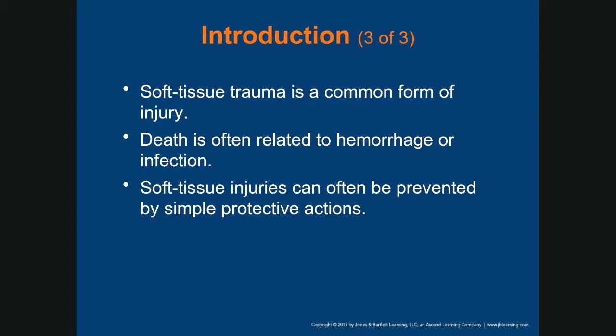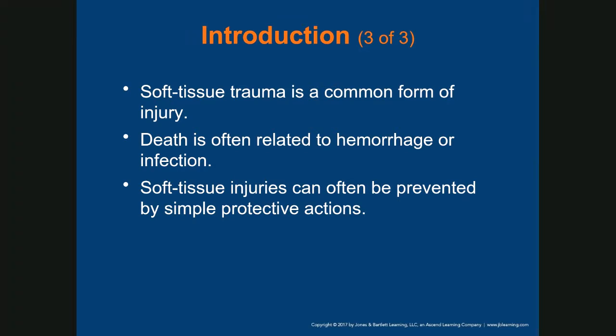Your priority in the field is your focus on bleeding control. Infection prevention would be secondary. So primary will always be to control bleeding or blood loss. Secondary, you think about infection control measures. Soft tissue injuries can often be prevented by simple protective actions.